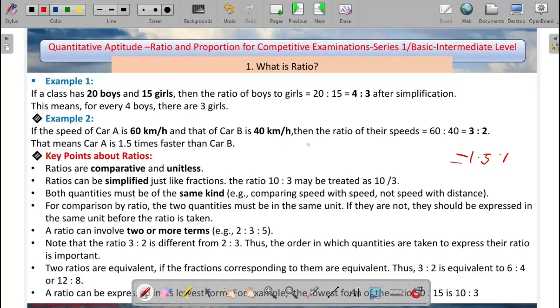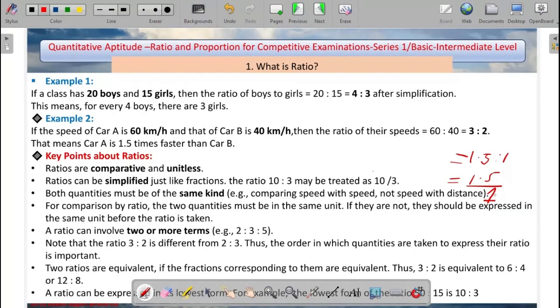So what are the key points about ratios? Ratios are comparative and unitless. Ratios can be simplified just like fractions. The ratio 10:3 may be treated as 10/3. So when we say 1.5:1, we can say 1.5/1. So we can write it as a fraction or as a ratio. Both quantities must be of the same kind. Both are here speed. So it is of the same kind.